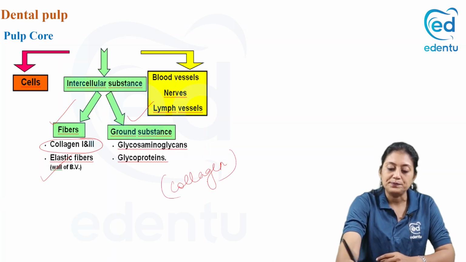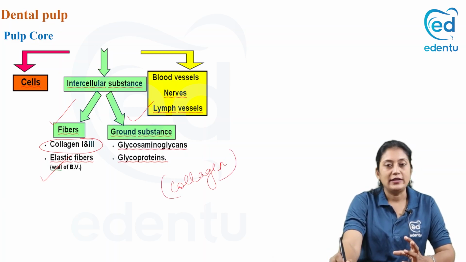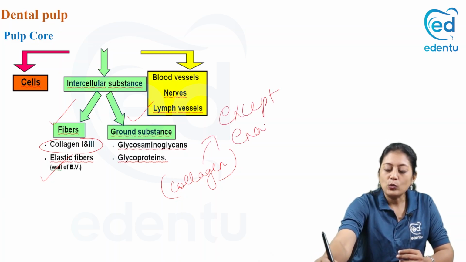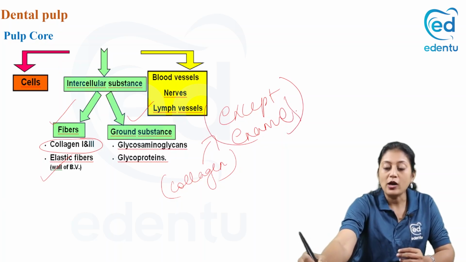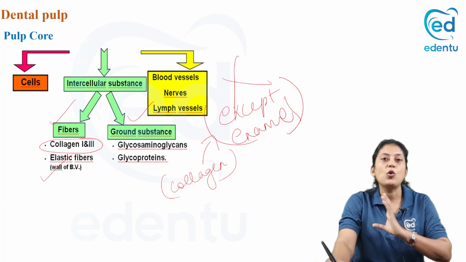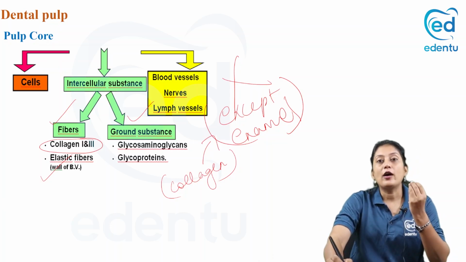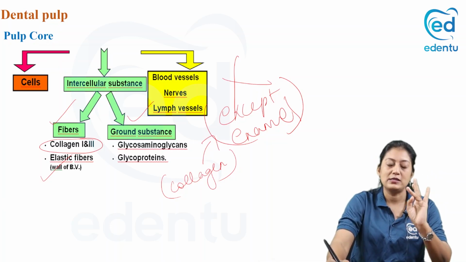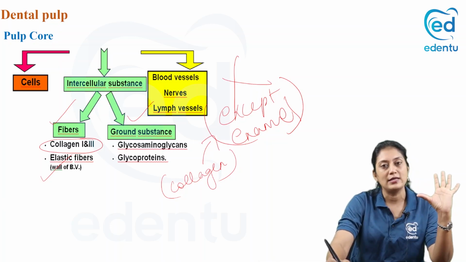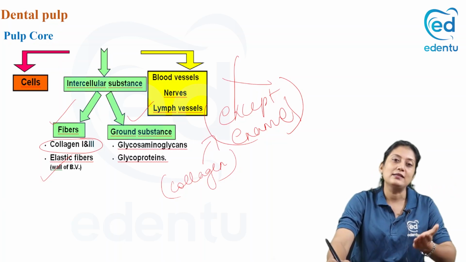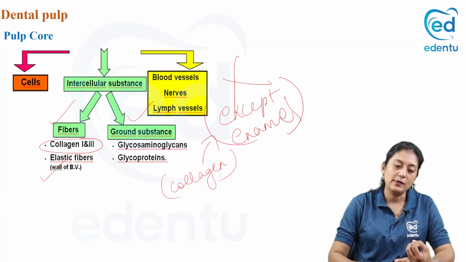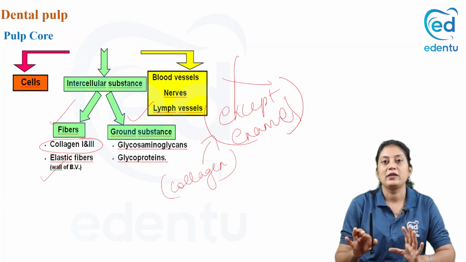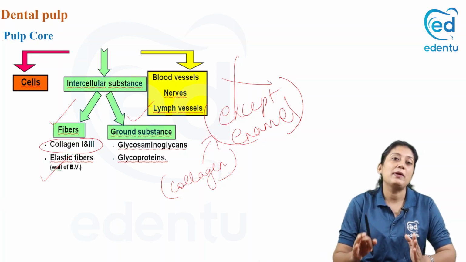When you take many structures of the teeth, except enamel, enamel is the only tissue of the teeth which does not have collagen. There is no collagen in enamel. If you take the organic content of enamel, you have only enamel proteins: amelogenins, ameloblastin, tuftelin. There is no collagen there. Other than enamel, all the other structures, dentin, cementum, alveolar bone, periodontal ligament, pulp, have collagen. Their organic content is mainly made up of collagen.